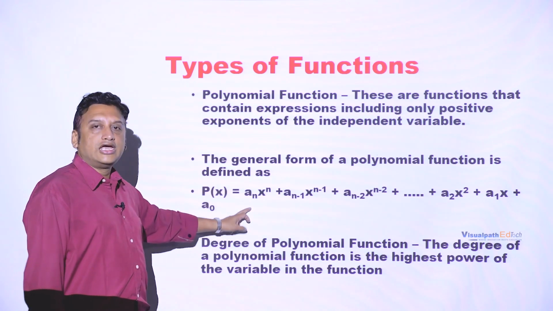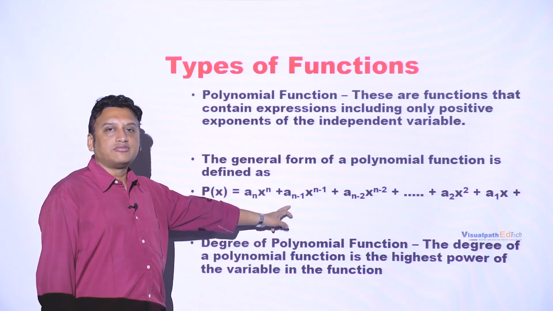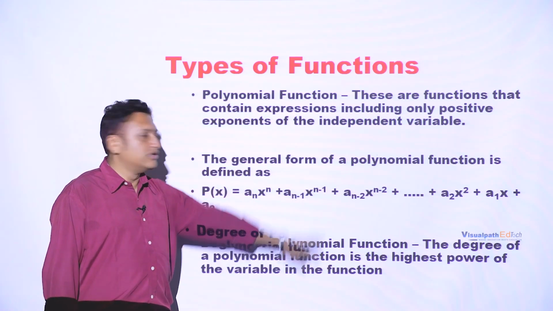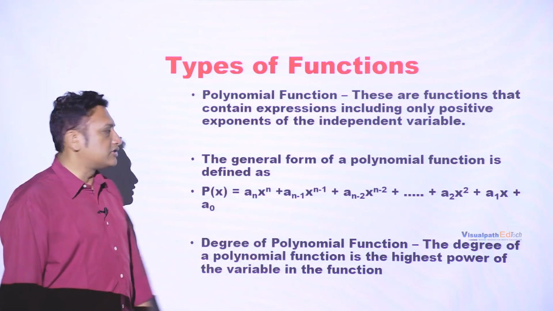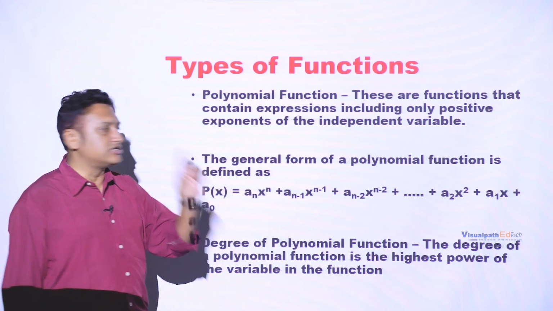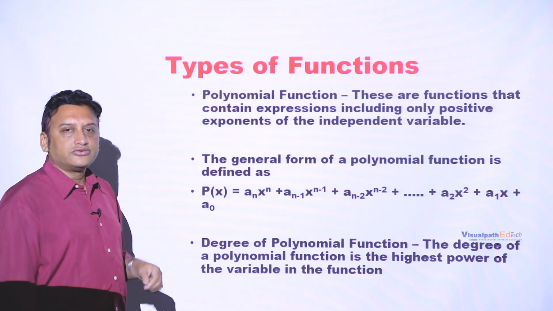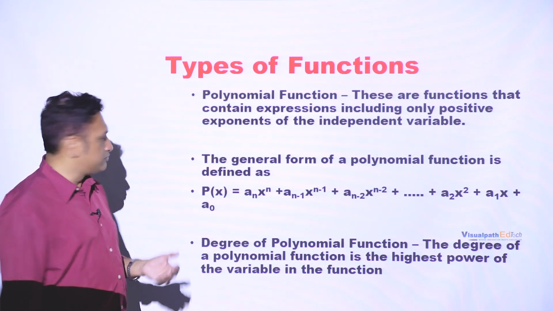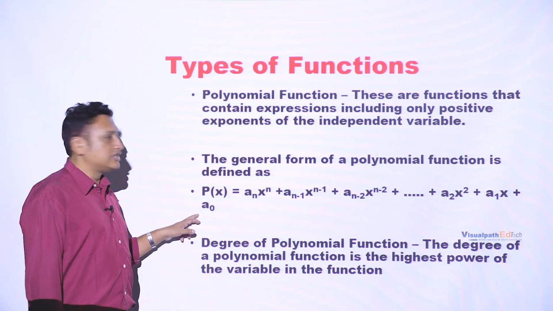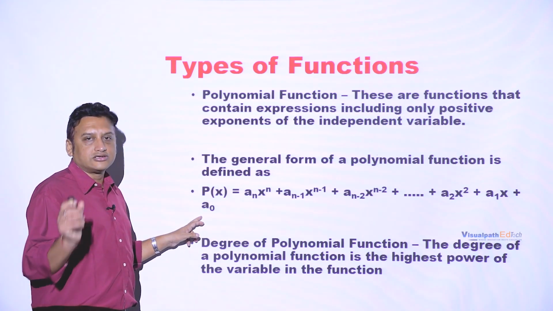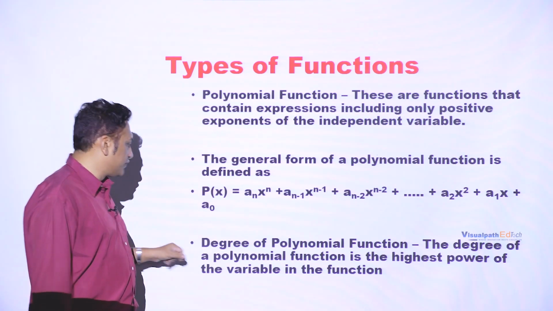P(x) is equal to a n x to the power n plus a n minus 1 x to the power n minus 1 plus a n minus 2 x to the power n minus 2 plus dot dot dot. This continues, so we get a 2 x square plus a 1 x plus a naught. Okay. That is the generic representation of a polynomial function.